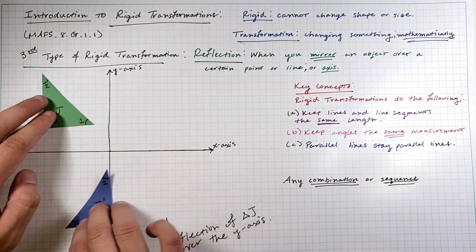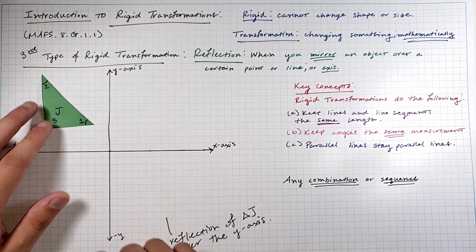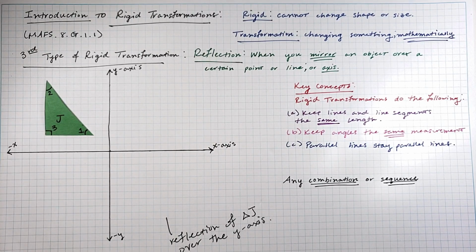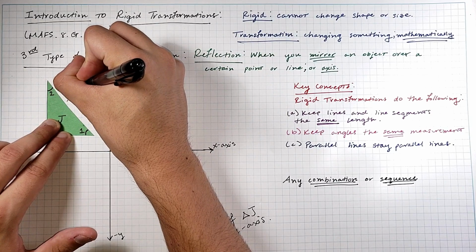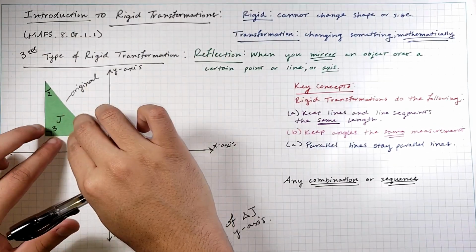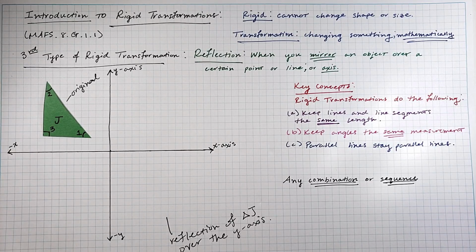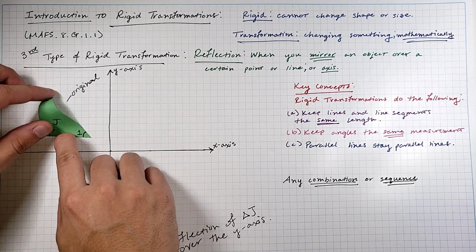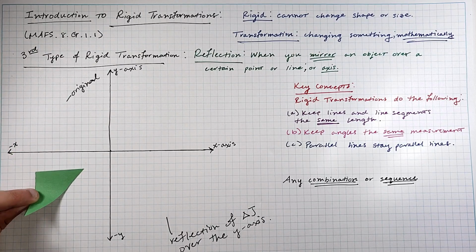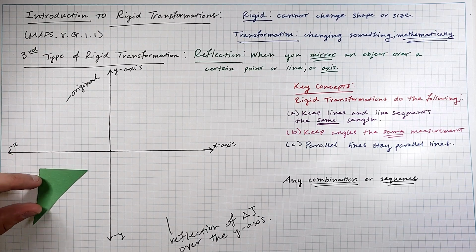So let's say we wanted to reflect this triangle J over the x-axis. This is the original. Now let's reflect it over the x-axis. How would that look? We just reflect it like a mirror, and it would look just like that.